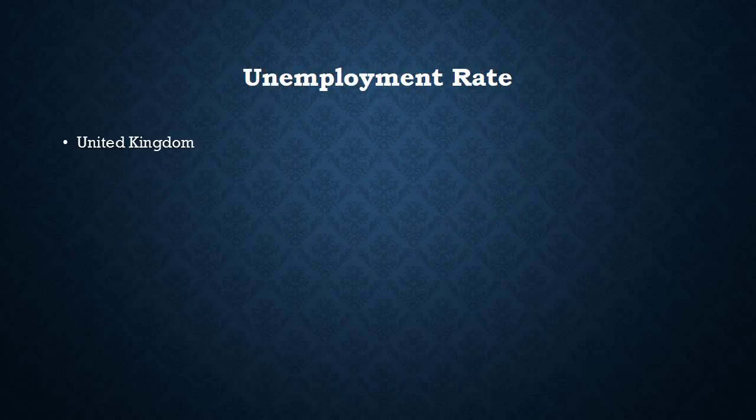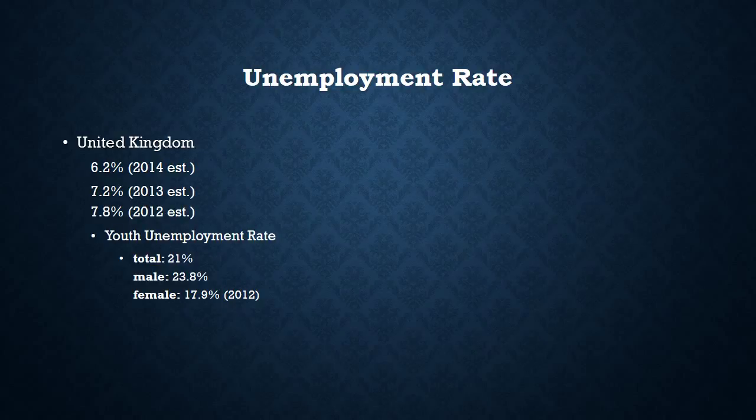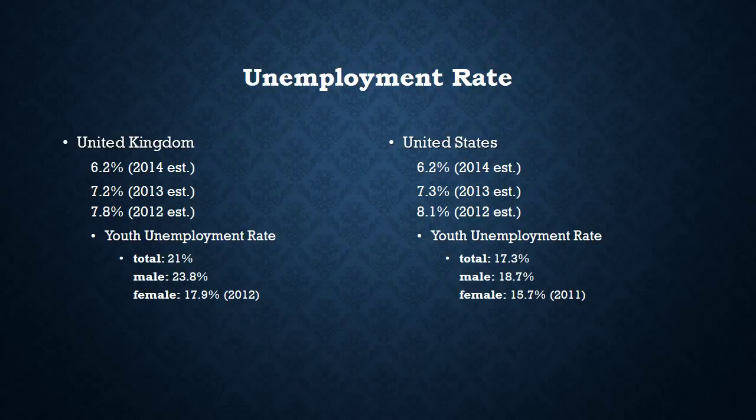For the unemployment rate, the UK has 7.8% unemployment rate in 2012 while the US had 8.1%. However, in the succeeding year in 2013, the UK had 7.2%, a diminish of 0.6%, while the United States diminished from 8.1 to 7.3%. This is a 0.8% diminish in the unemployment rate of the United States.